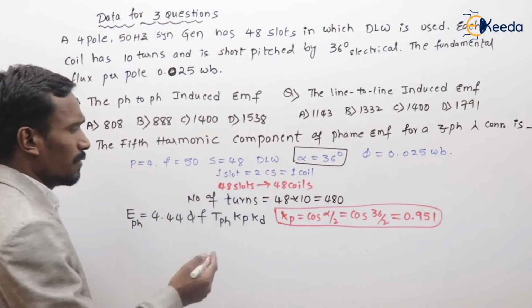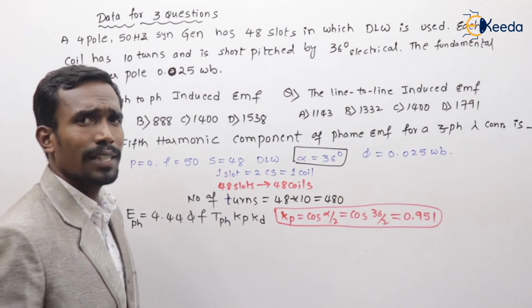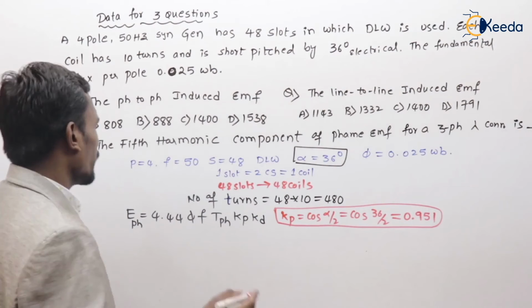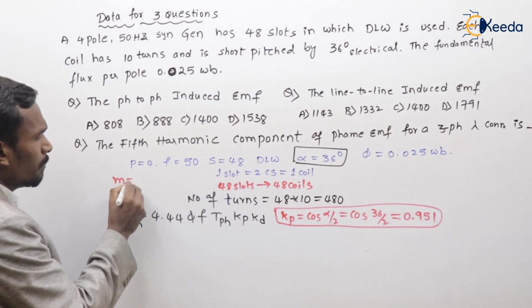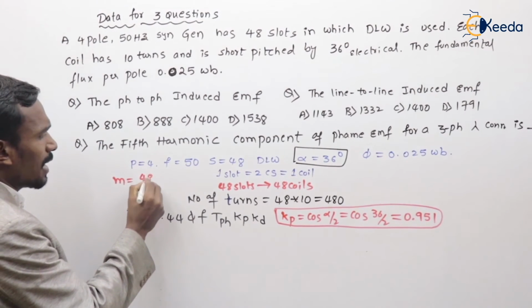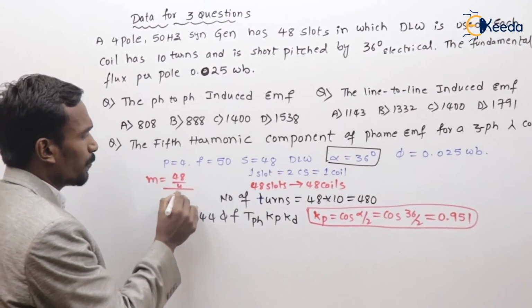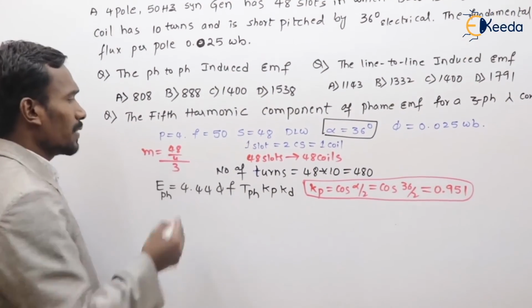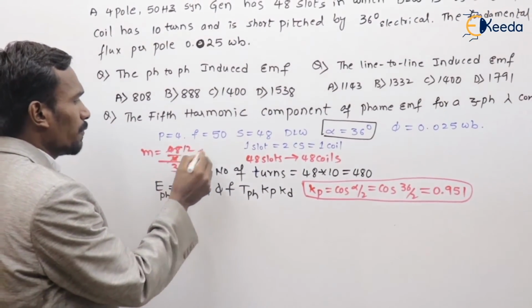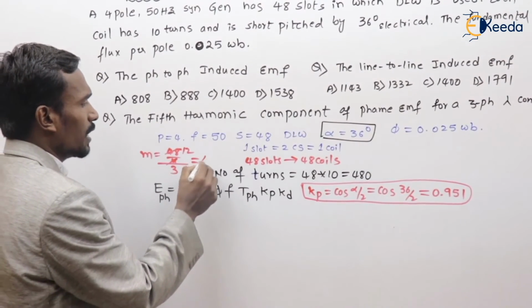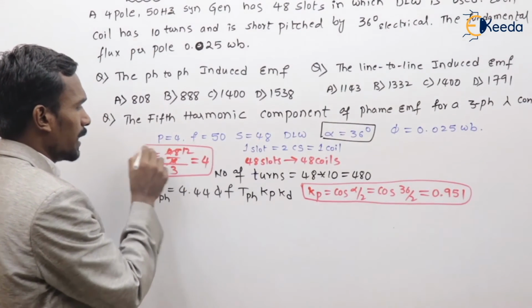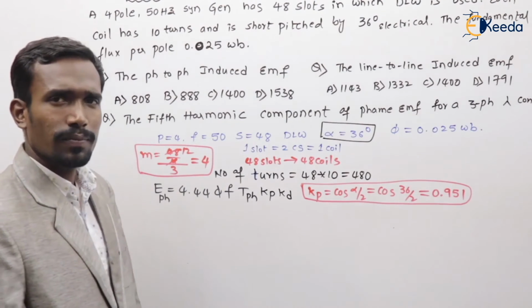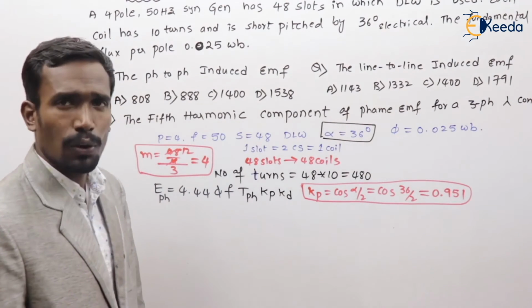Now I want Kd. Before Kd, we have to know m and beta. What is the m value? m is equal to the number of slots per pole per phase. 12 by 3 is 4. m is equal to 4.